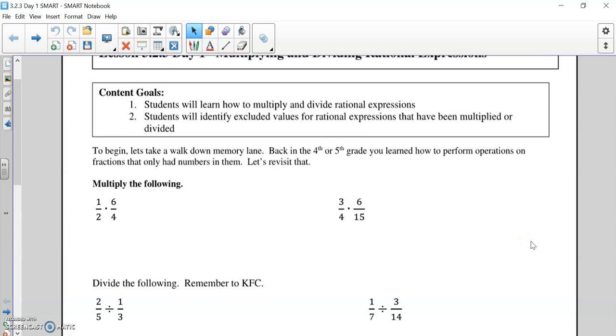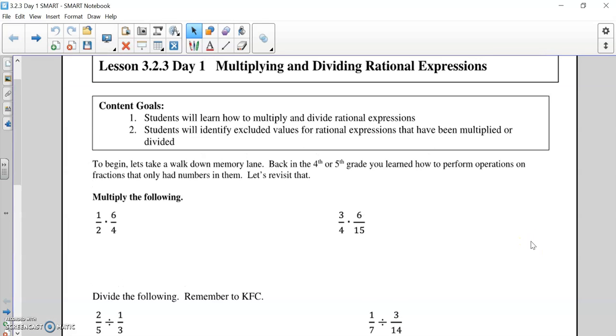Hey guys, welcome to lesson 3.2.3 day 1. Today we're going to talk about multiplying and dividing rational expressions as well as the excluded values concept that we've already been talking about.